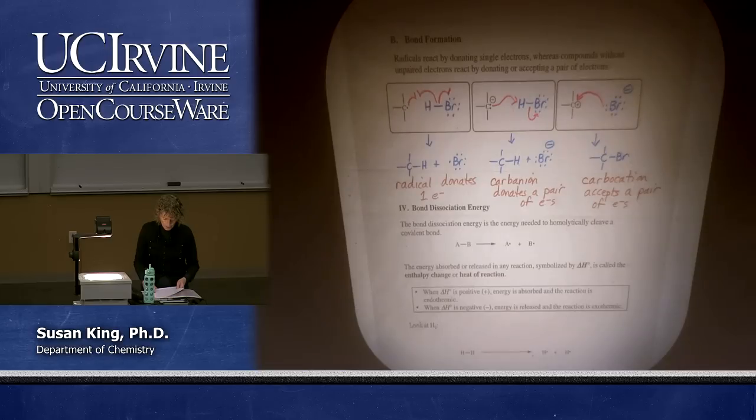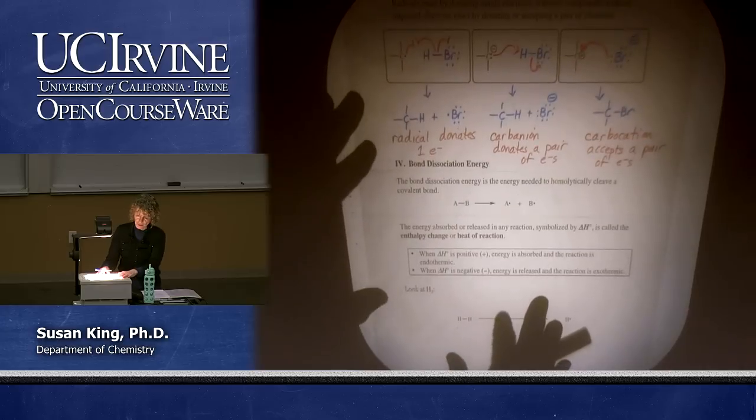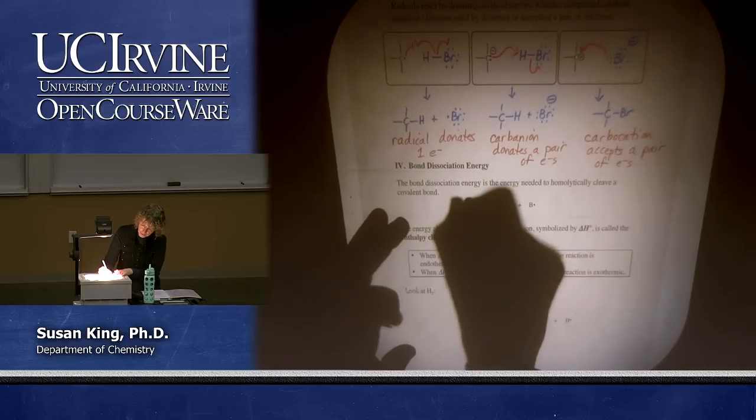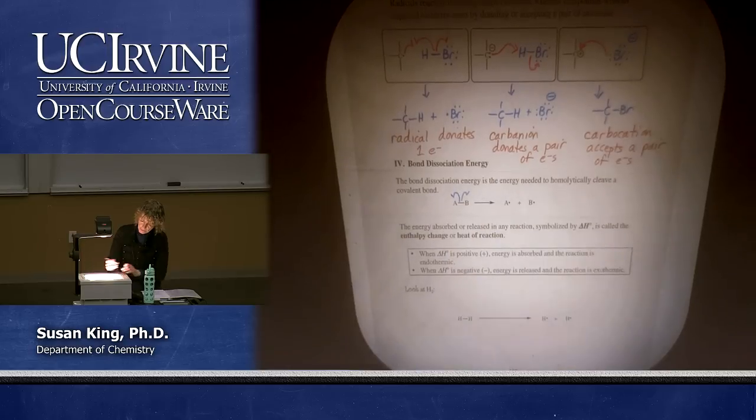All right, let's talk about bond dissociation energy, and this you will recognize from G-Chem. You will almost certainly recognize this from high school chemistry, if you had high school chemistry before you came to UCI. So bond dissociation energy is the energy needed to homolytically cleave a covalent bond. So by definition, it's homolytic cleavage. So the energy absorbed or released, so we'd be having one electron go to each atom. Energy absorbed or released in any reaction symbolized by delta H naught is called the enthalpy change or the heat of reaction.